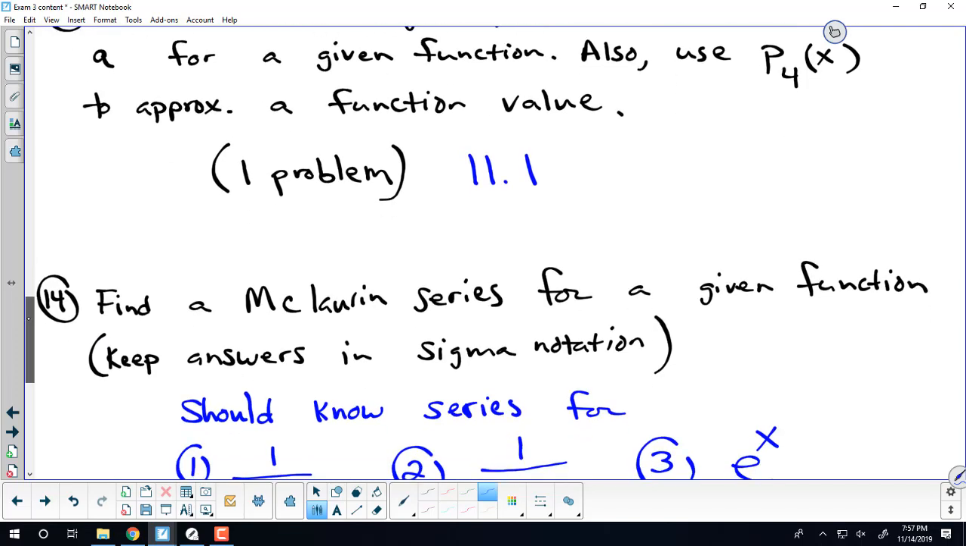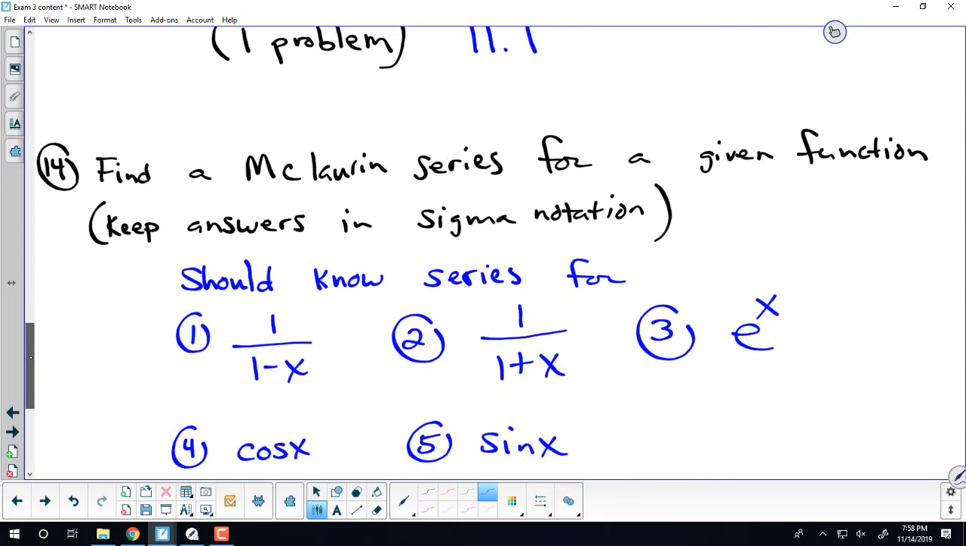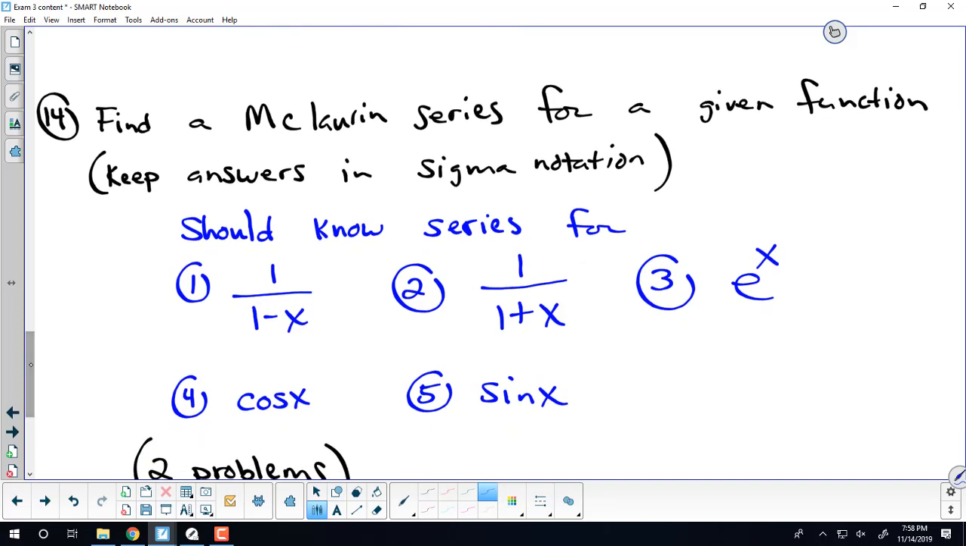There are going to be 2 problems where you have to find the Maclaurin series for a given function and keep your answers in sigma notation. So those, you should know the series that I've listed here. The series for these can really save you a whole lot of time. How many problems? 2. If you don't remember those Maclaurin series on the table for those particular functions, then you have to go through the process of finding the derivatives and evaluating at a, which takes a bit of time.